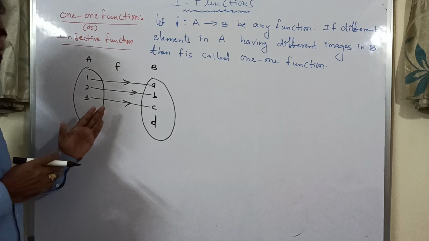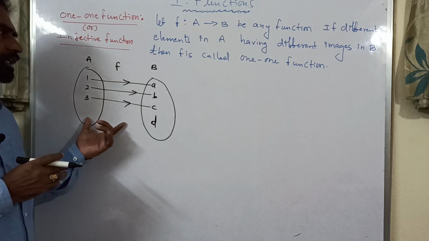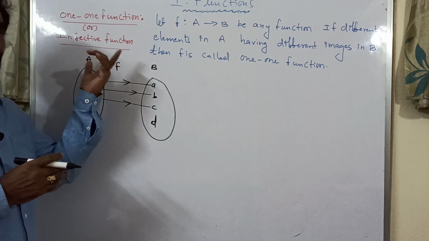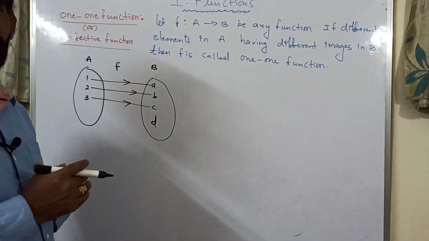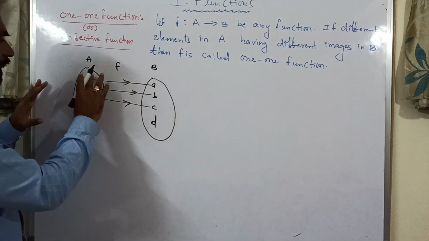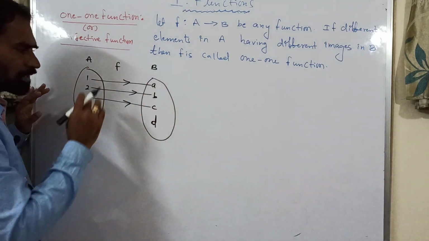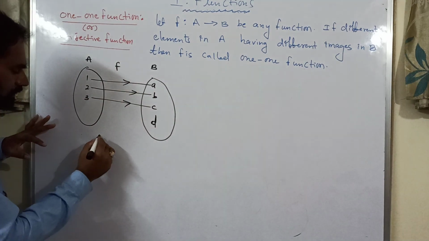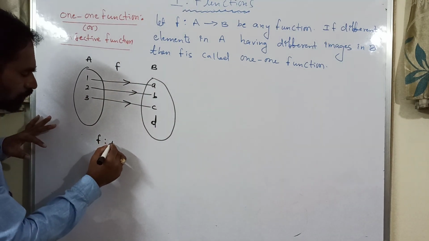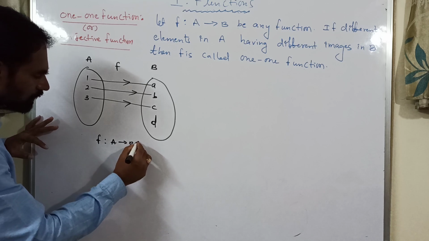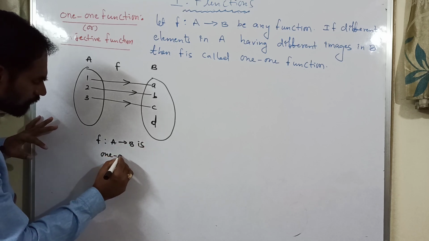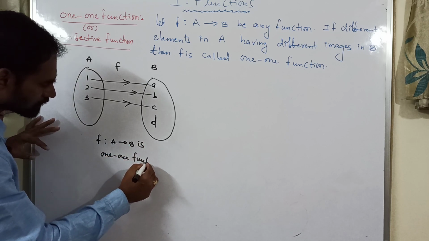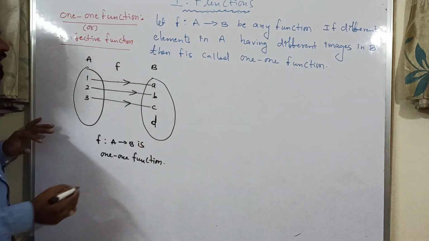First of all, it is a function. This is one of the cases of a function. See, different elements in A having different images. That's why the function f from A to B is a one-one function, or we can say an injection or injective function.